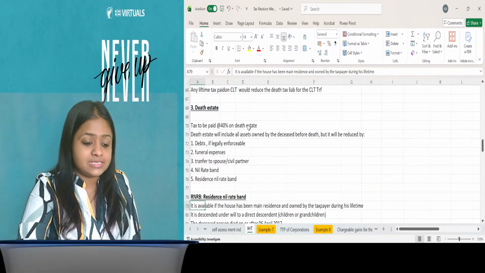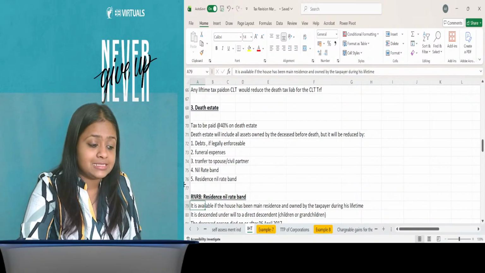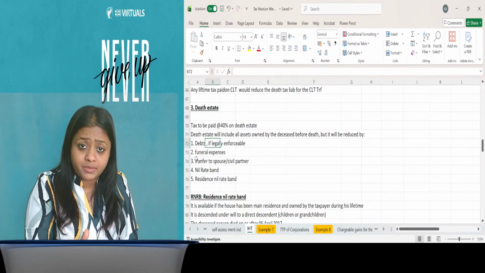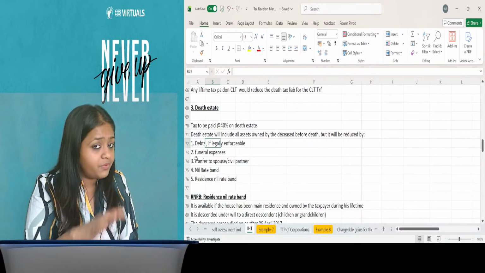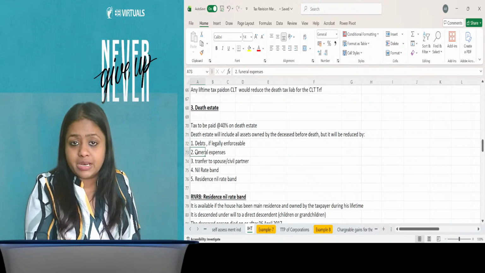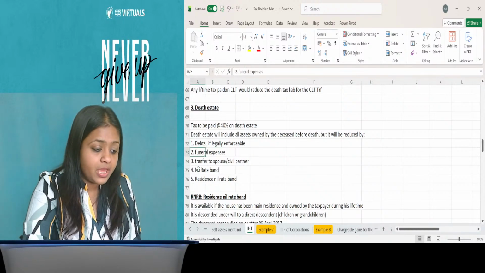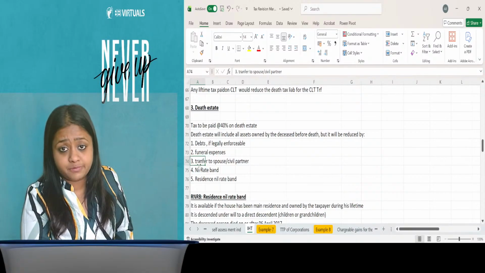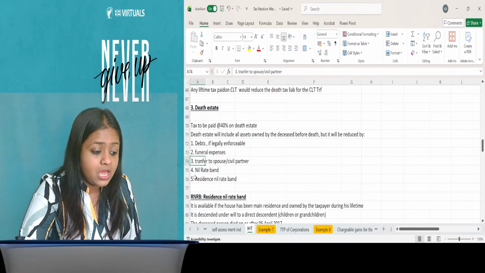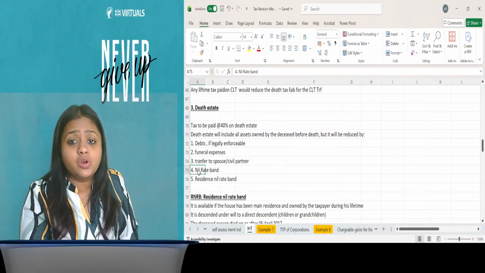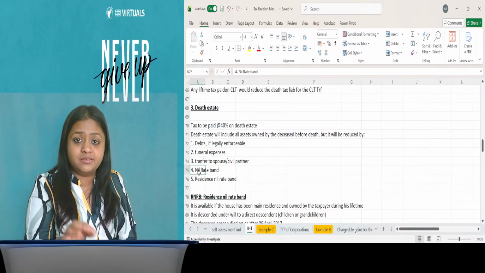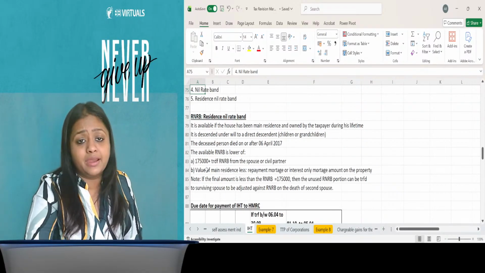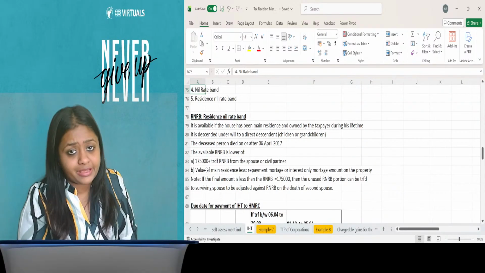All assets. But you will reduce these assets by debts, only the debts which are legally enforceable. Any promise which is not legally enforceable will not be reduced here. Funeral expenses will be reduced here. Any transfer to the spouse or civil partner, that is an exemption, will reduce your estate. Nil rate bands will reduce your estate, and RNRB, residence nil rate band, will reduce your estate. Now, what is a nil rate band? Nil rate band is the same 325,000.